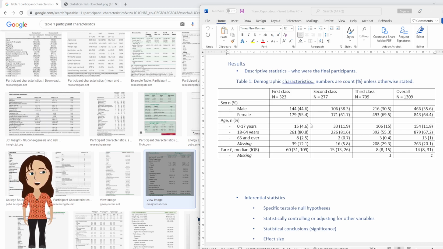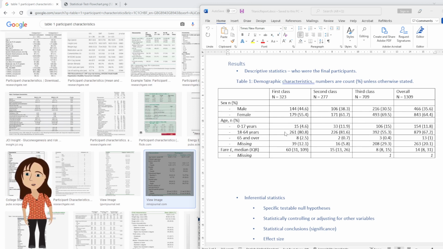It's not enough to say there was a significant difference between the groups. You have to describe what that difference is. So in this case, going from 55% female in first class up to nearly 70% female in third class, that's a 15 percentage point difference. So to me, that seems quite large. And that's where we would have to bring in some expert knowledge to understand that.